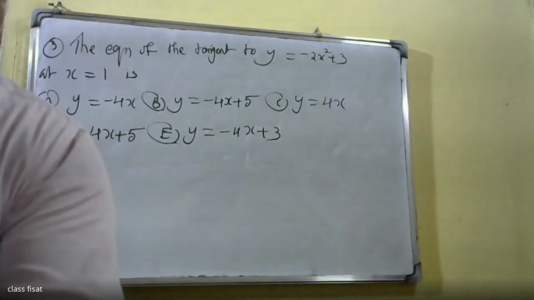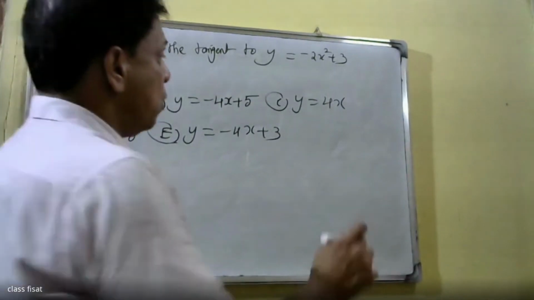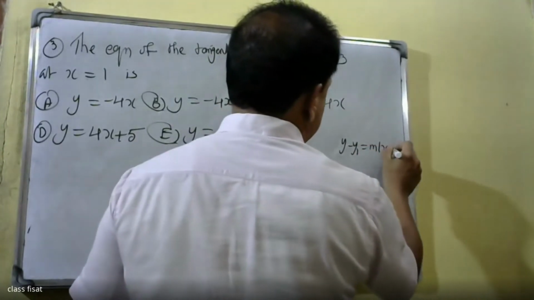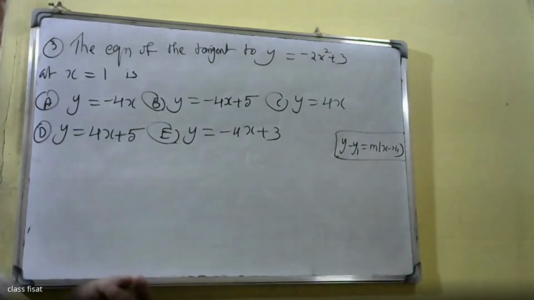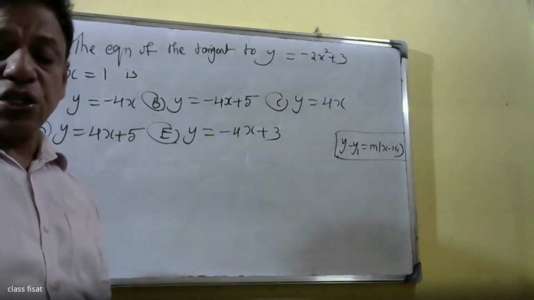This is a simple question on the equation of tangent. The equation of the tangent is y minus y1 is equal to m into x minus x1. That's our tangent equation formula. Here m is the slope, and x is equal to 1.